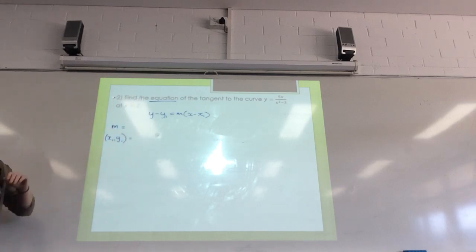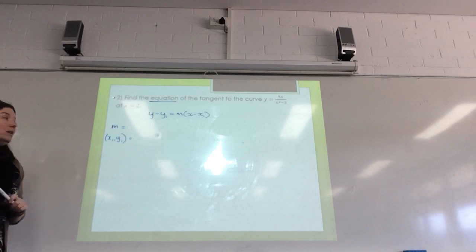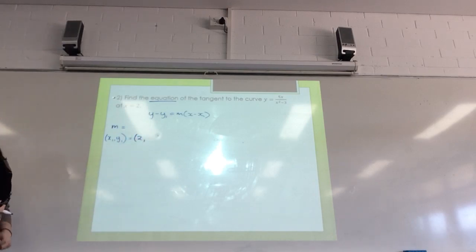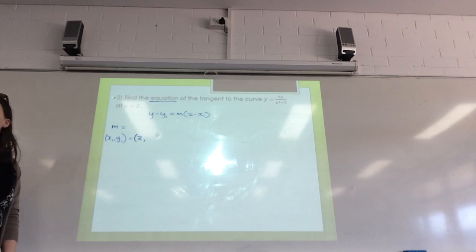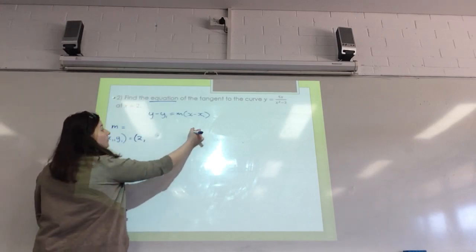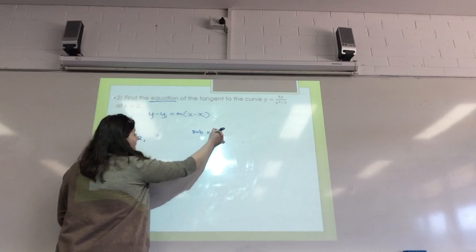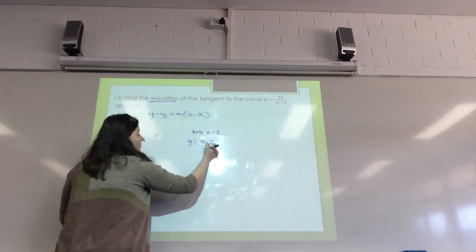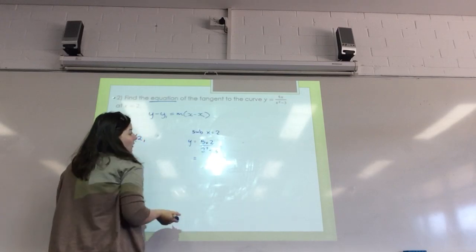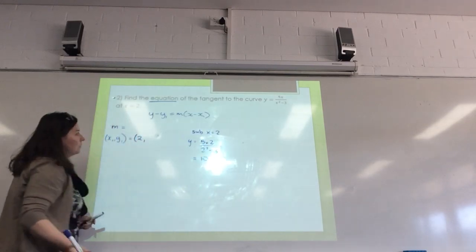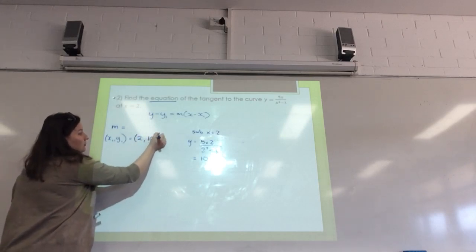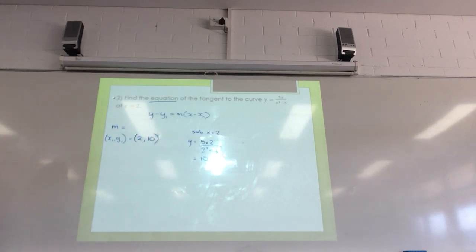What do we know so far? Okay, we know that x is 2, so we've got half a point. How are we going to find the y value? Sub in. Into what? So sub it into the original equation. And is that just 10? Yeah. Okay, so we've got the point (2, 10).